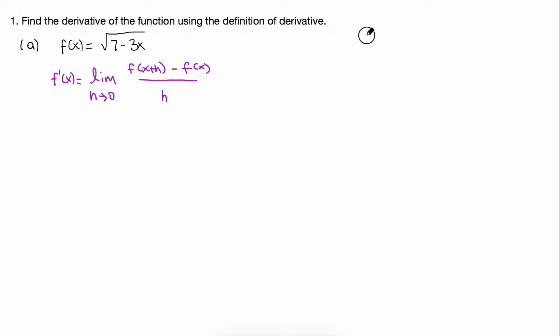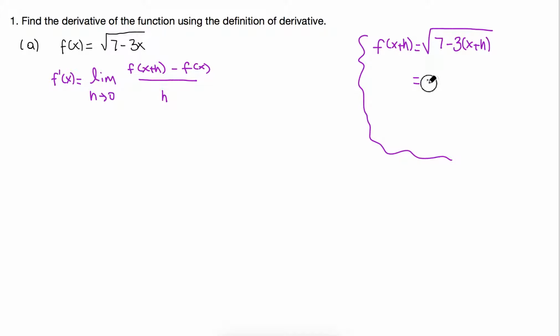I'll just do it on the side work over here. f of x plus h equals the square root of 7 minus 3 times x, but we're going to replace x with x plus h. So we have 3 times x plus h here. If I simplify this a little bit, we'll just distribute the multiplication. It's 7 minus 3x, negative 3 times h, negative 3h. So this is the value of the function at x plus h.